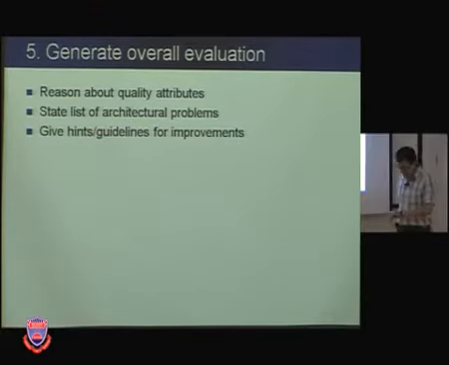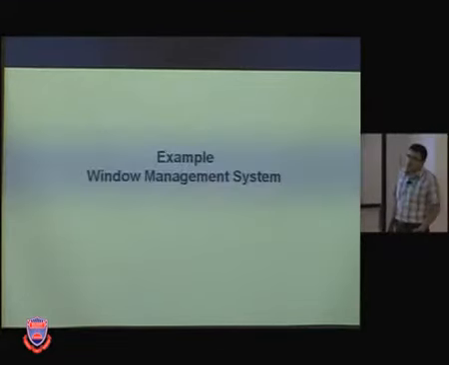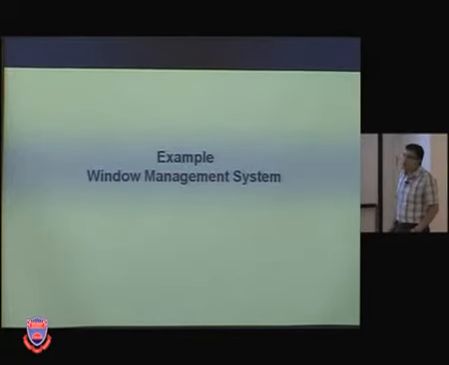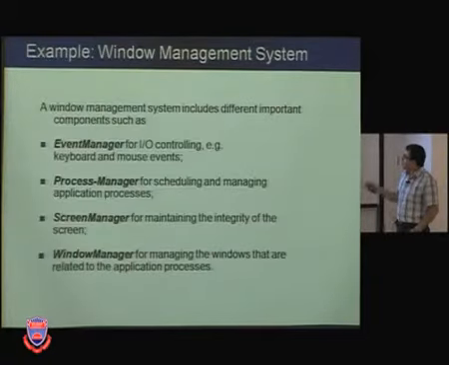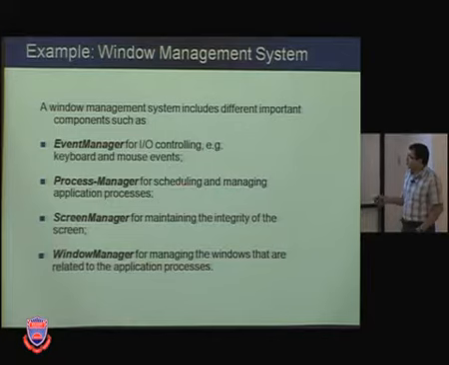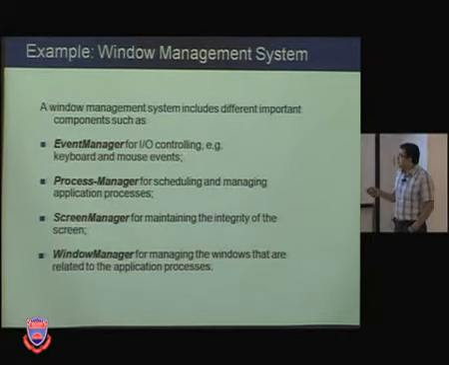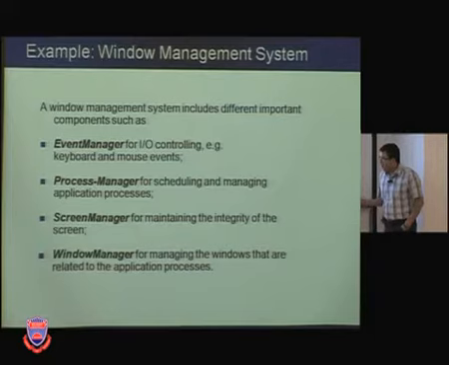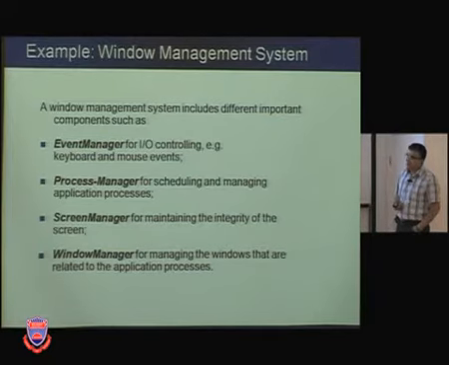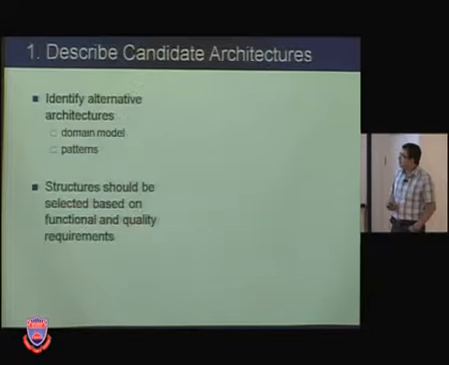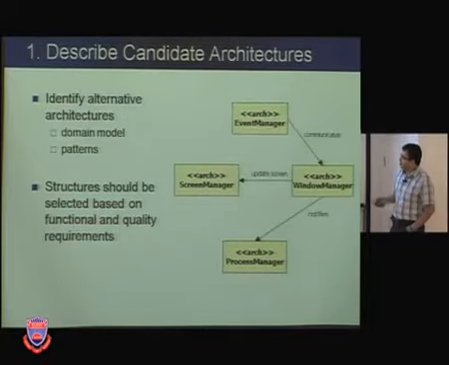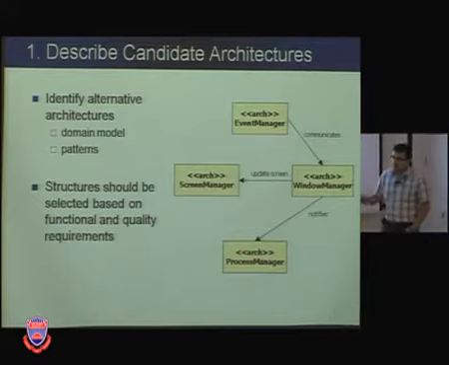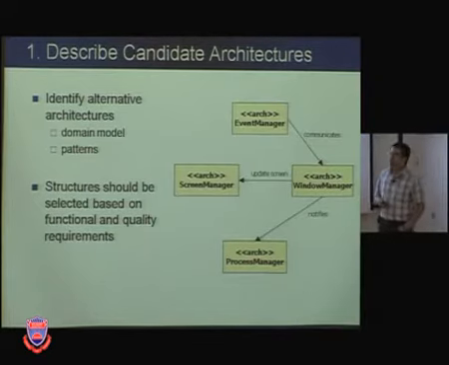Okay. I'll just give another example to show the process again. The window management system. This is an example of a simplified window management system, consisting of 4 components. Event manager for I/O controlling, process manager for scheduling and managing application processes, screen manager for maintaining integrity of the screen, and window manager for managing the windows that are related to application processes. We define the architecture, typically a very simple architecture consisting of a set of modules and relations.